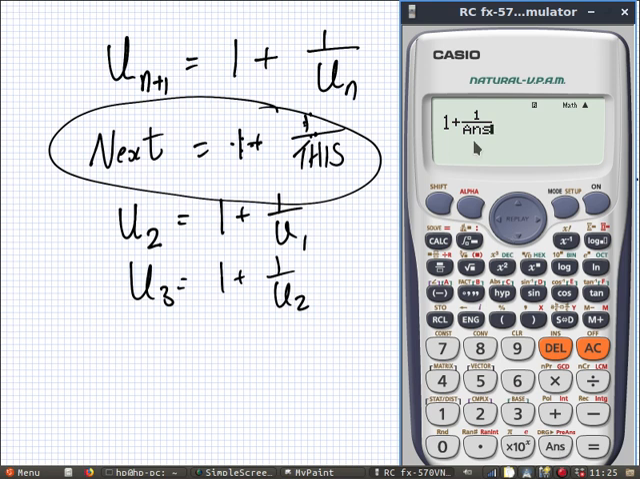Now what value is currently in answer? 1. So what have I really typed in? 1 plus 1 over 1. That gives me 2. Now what value is in answer? 2, because I just got a 2. So what's on the screen? 1 plus 1 over 2. You see? 5 over 3, 8 over 5, 13 over 8, 21 over 13.